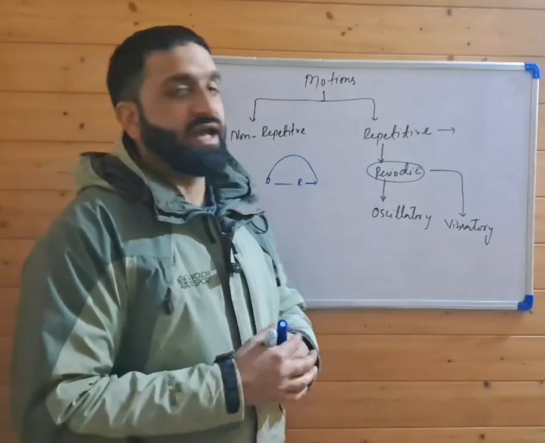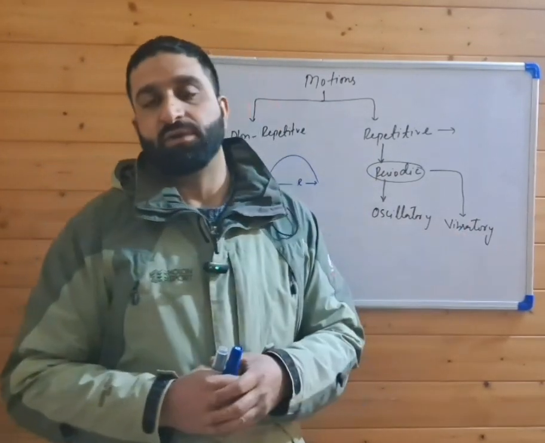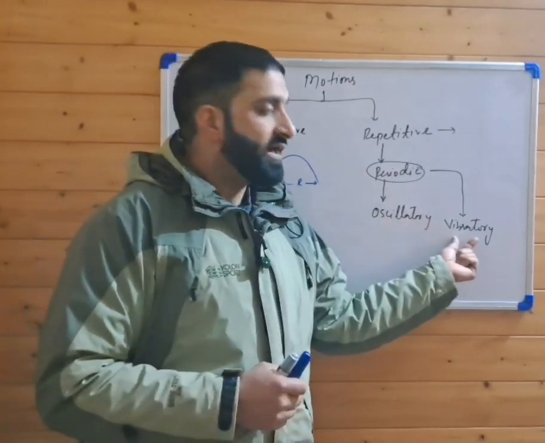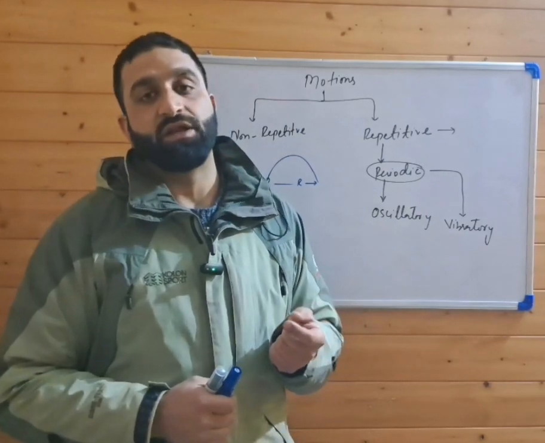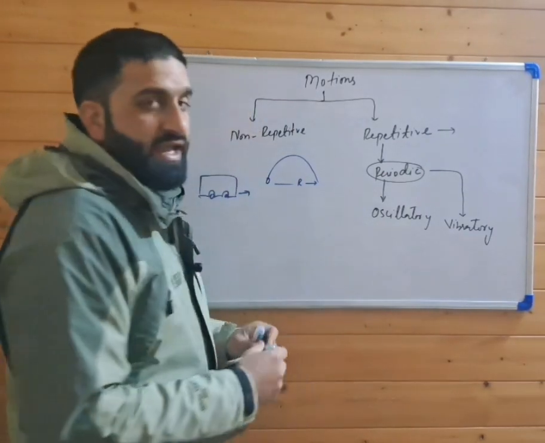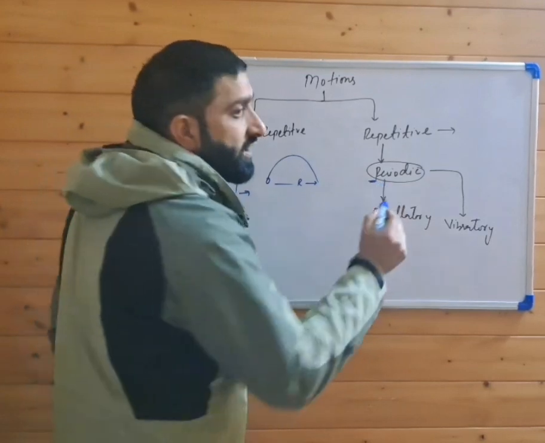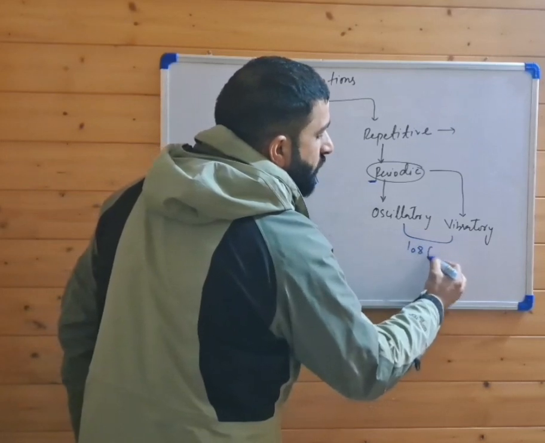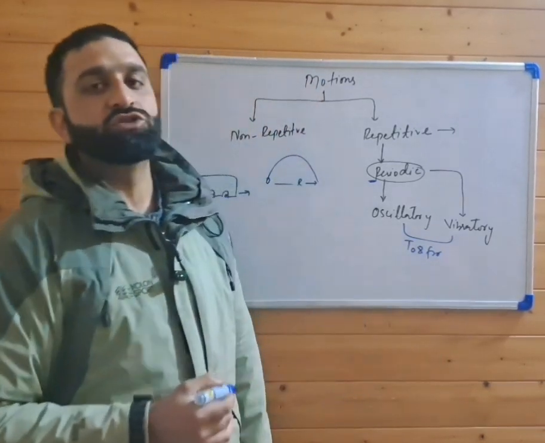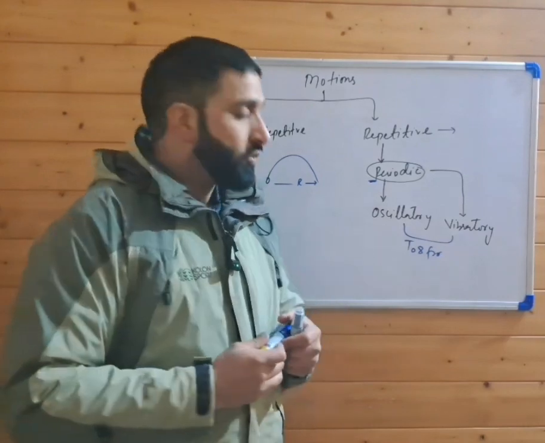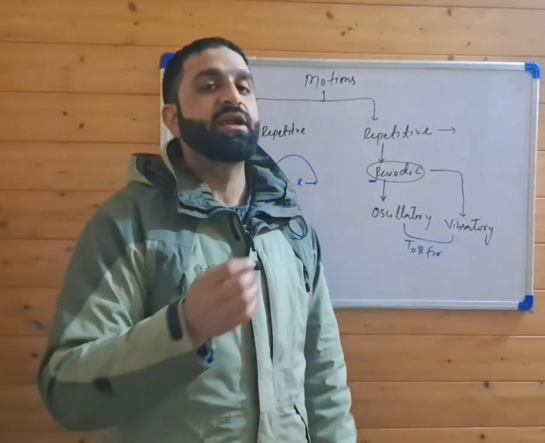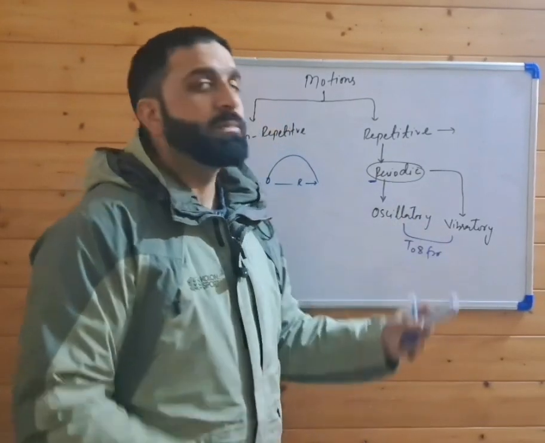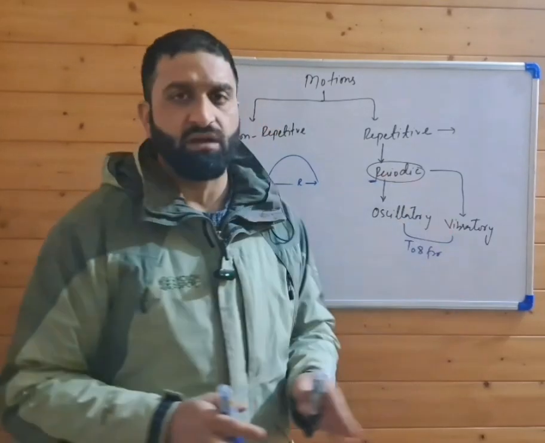Now, periodic motions can be oscillatory motions and vibratory motions. Here also, these oscillatory and vibratory motions repeat themselves after a regular interval of time. But here, that regular interval of time is important. In oscillatory and vibratory both, there is to and fro motion or back and forth motion between a mean position. So we can say that all oscillatory and all vibratory motions are periodic motions because they repeat themselves after a fixed interval of time. But all periodic motions are not oscillatory or vibratory.